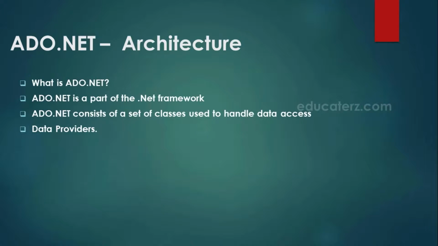Now, what does ADO.NET stand for, first of all? ADO.NET stands for ActiveX Data Objects. ADO.NET is a database technology of .NET framework used to connect data sources like SQL Server. ADO.NET is a part of the .NET framework. ADO.NET consists of a set of classes used to handle data access. So ADO.NET stands for ActiveX Data Objects.